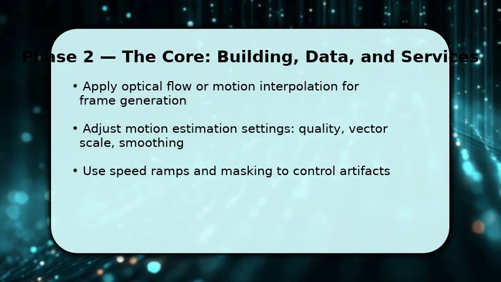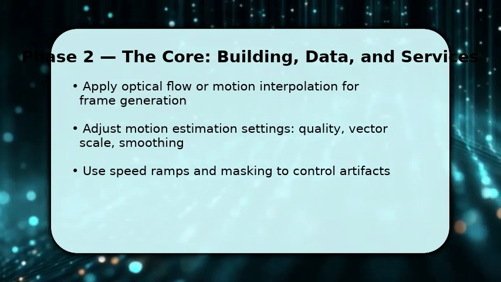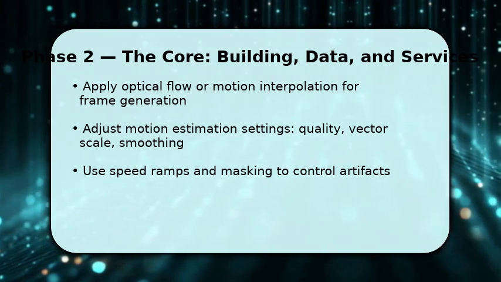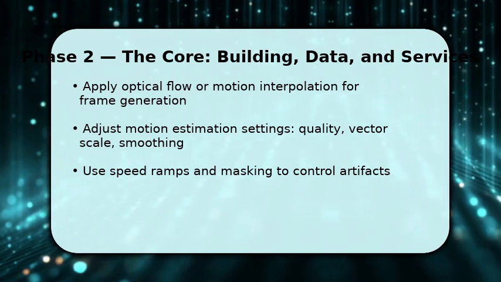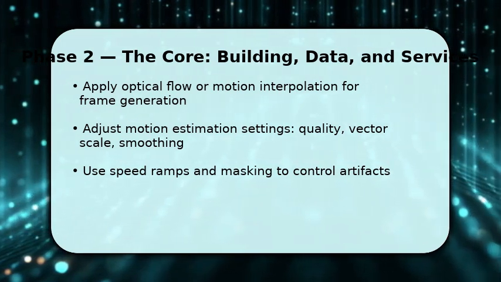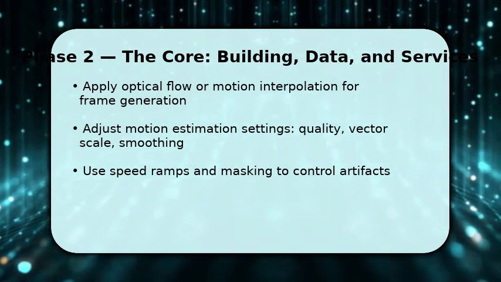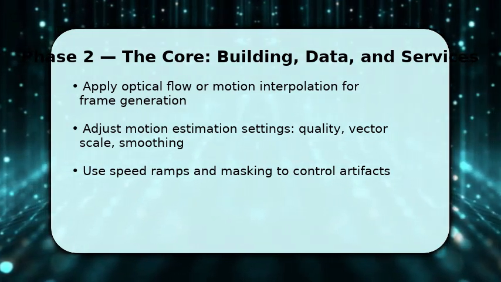Once applied, refine interpolation by isolating motion with masks or tracking. This prevents background smearing. Also use gradual speed ramps rather than abrupt cuts, because easing in and out hides micro artifacts and keeps action feeling natural and continuous.